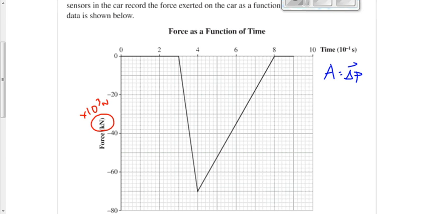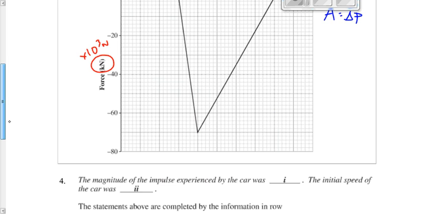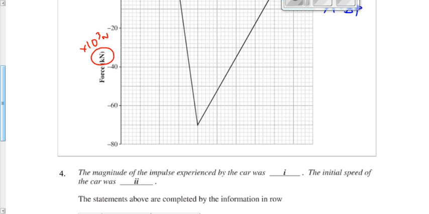Is there anything else I should circle in red here? We have seconds on the x-axis, but it does say times 10 to the negative 1 seconds. So it's easy when you're doing the base here from 3 to 8, just to say the base is 5. It's not really 5. It's 5 times 10 to the minus 1 seconds. So let's be careful of both of those things. We can find the area of this easily, but we have to pay attention to those units as well. All right, what does the question actually say? What's the magnitude of the impulse experienced by the car? All right, good.